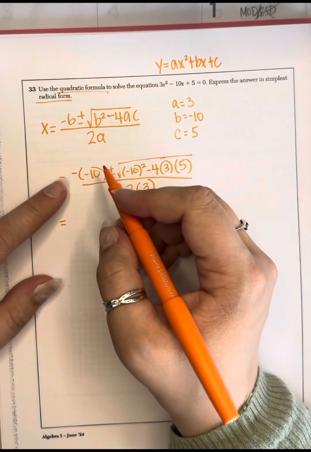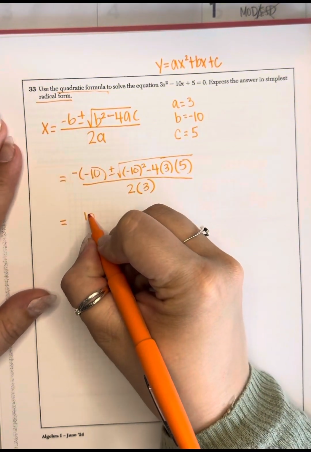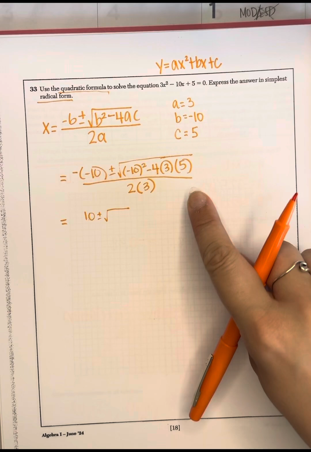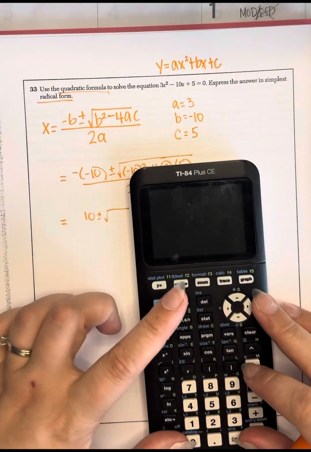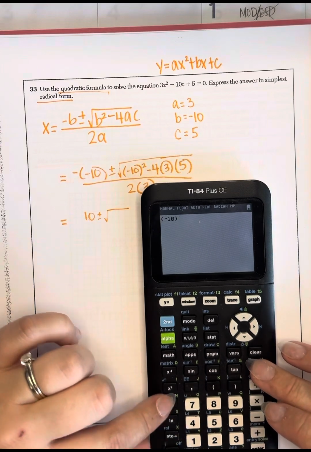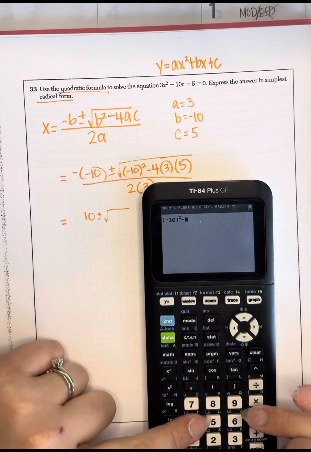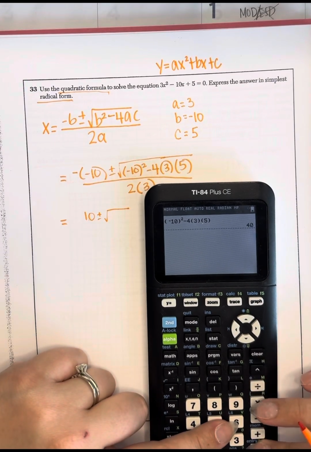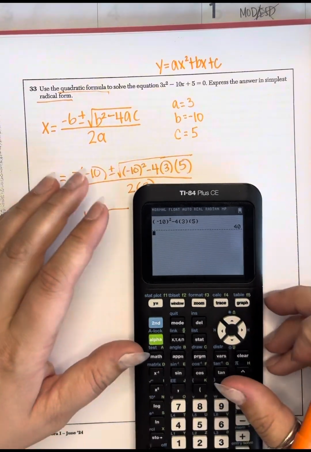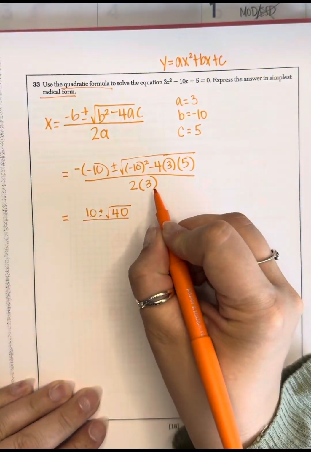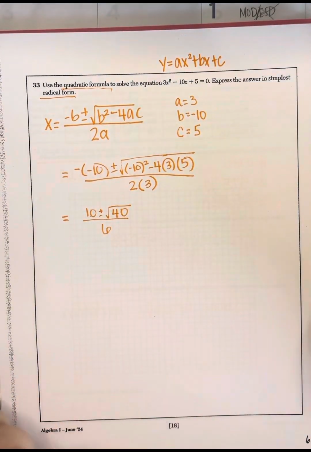-10 changes to a +10 plus or minus the square root, and I'm plugging all of that under the square root into the calculator. So -10 squared minus 4 times 3 times 5, and I get 40. So that's going to go into my square root, divided by 2 times 3, which is 6.